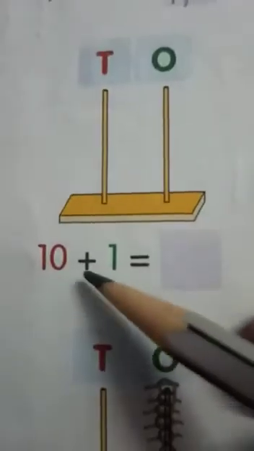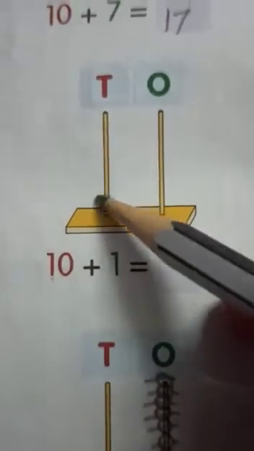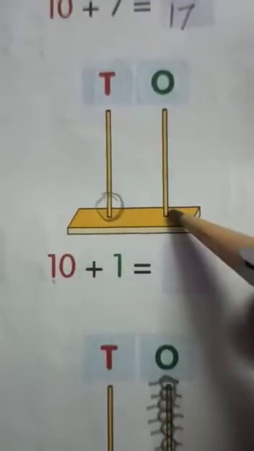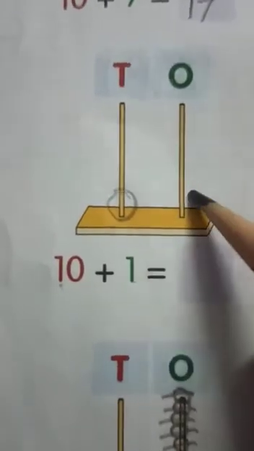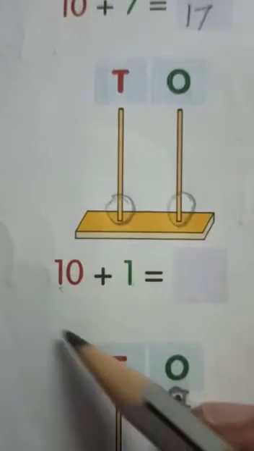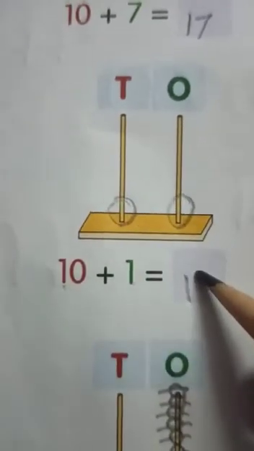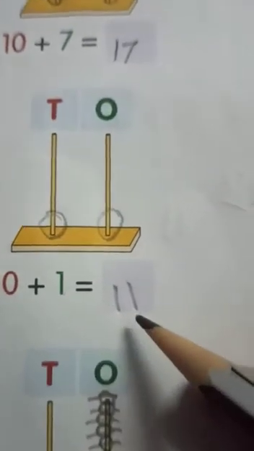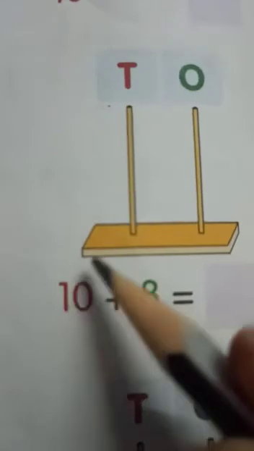Now look at this addition. 1 on tens place and 0 on ones place. And also we have this ones. So all together we have 1 ten and 1 ones. So 10 plus 1 is 11.